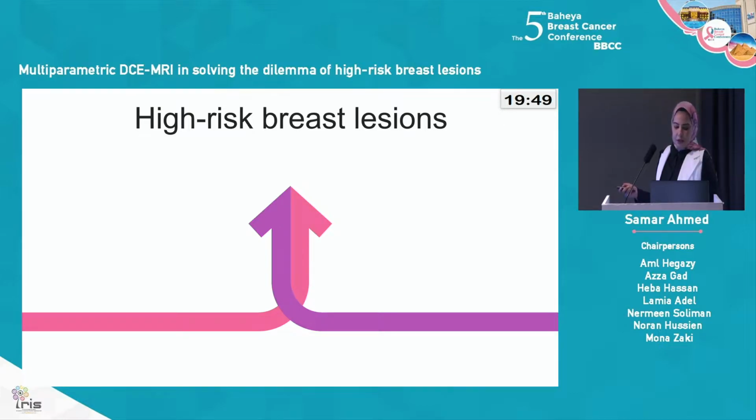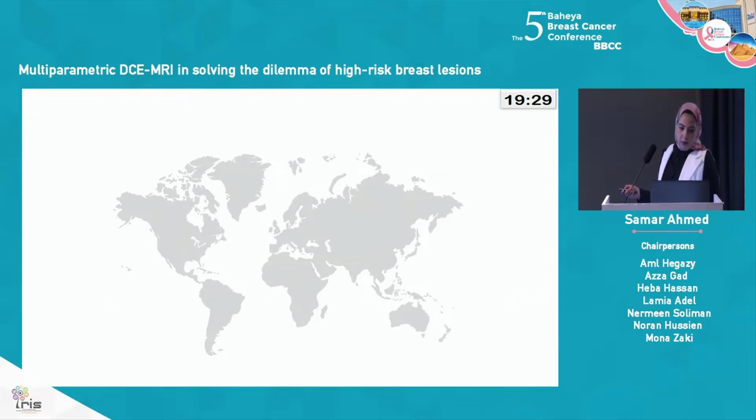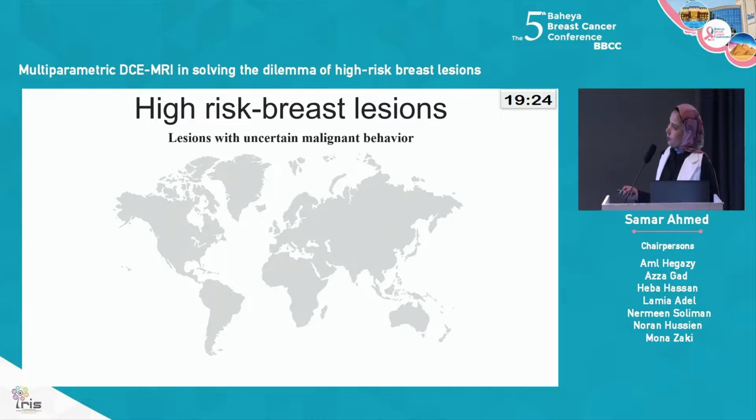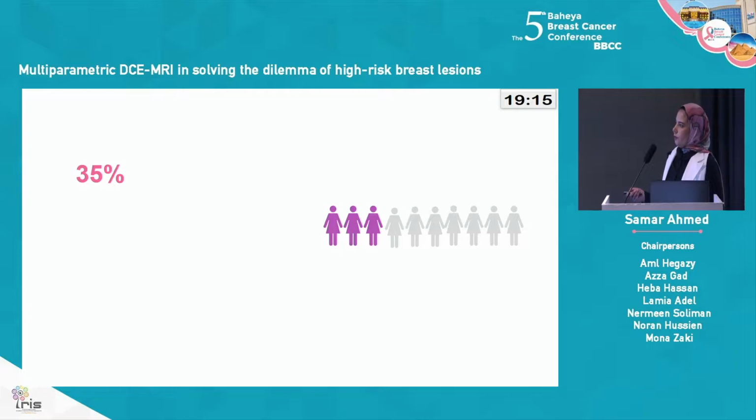High-risk breast lesions are lesions that carry increased risk for future development of breast cancer or carry suspicion of a more sinister pathology around or in association with the lesion. It includes lobular neoplasia, atypical intraductal epithelial proliferation, papillary lesions, and radial scar. They are lesions with uncertain malignancy, because they are non-obligate precursors of malignancy. They can develop into high-grade lesions, and they also function as a risk indicator. They have disparate imaging features.